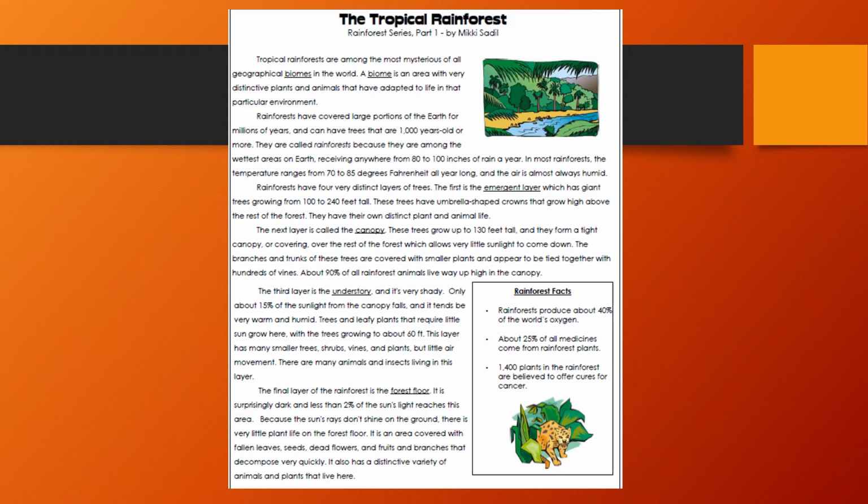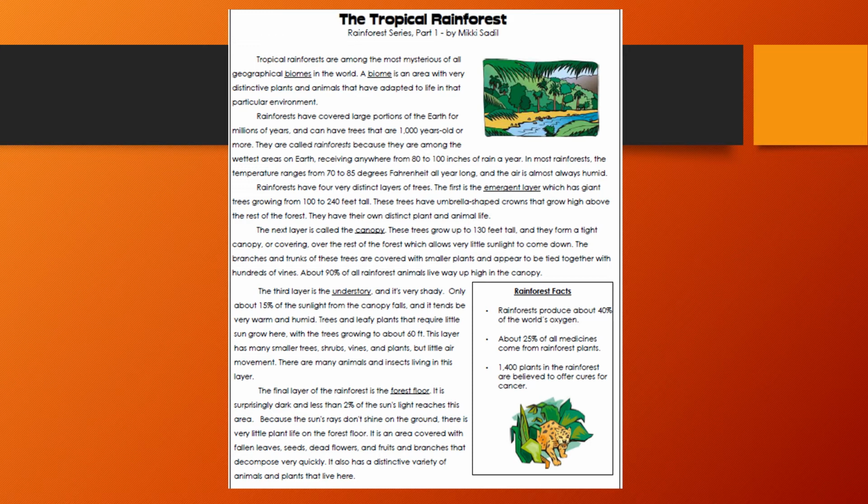The next layer is called the canopy. These trees grow up to 130 feet tall, and they form a tight canopy or covering over the rest of the forest, which allows very little sunlight to come down. The branches and trunks of these trees are covered with smaller plants and appear to be tied together with hundreds of vines. About 90% of all rainforest animals live way up high in the canopy.